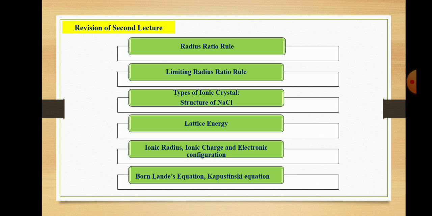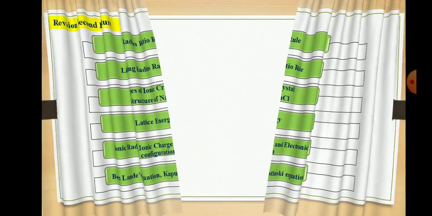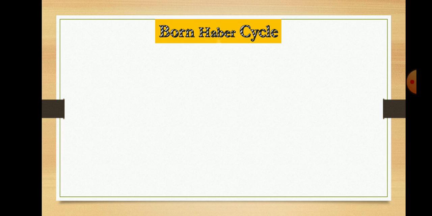After that, the lattice energy depends upon three factors: ionic radius, ionic charge and electronic configuration, that you have to complete in detail. And a very short part from the syllabus, the Born-Landé equation and Kapustinskii equation, is used for the determination of lattice energy. So students, the next continuation part is very important, the Born-Haber cycle.